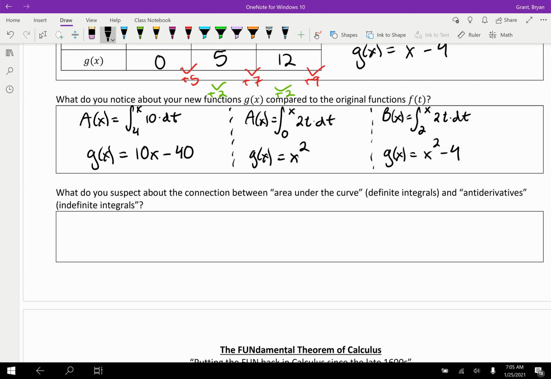And if you want some further help here, maybe you could think of this as 10x minus 10 times 4, or this x squared function as x squared minus 0 squared, or this function over here is x squared minus 2 squared. And then you may even start looking at these values and these ones, these values and these and these. And then you might start even comparing the relationship between these guys.